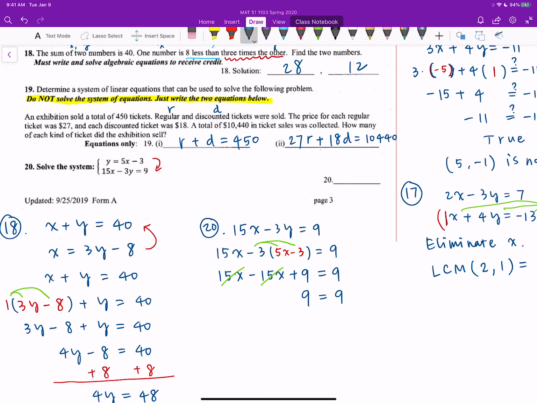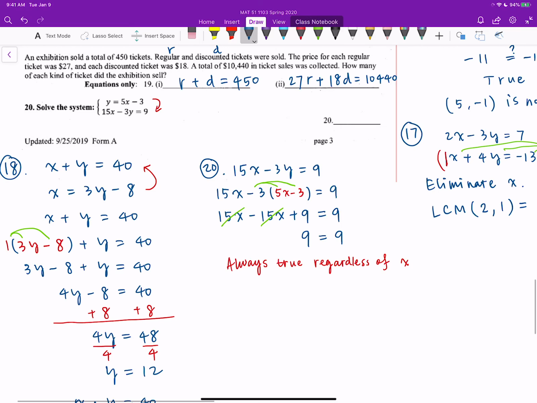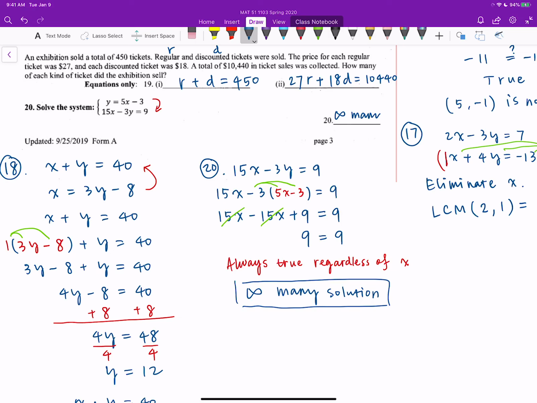We get something that's always true, right? 9 equals 9. So this one, always true, regardless of the value of x. If you see something that's always true, then your conclusion will be infinitely many solutions right away. That basically means that it doesn't matter what your x values are, as long as you satisfy one of those two equations, then it will satisfy the entire system. So that means we have infinitely many solutions. In this class, you could simply write like that. So you could just write that here, infinitely many solutions.